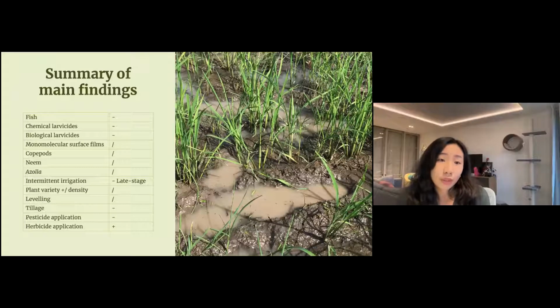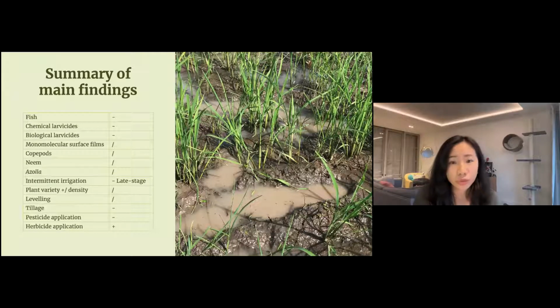So here's just a brief summary of the main findings. Fish, chemical, and biological larvicides were effective in controlling malaria vector densities in rice fields at all developmental stages. Intermittent irrigation, however, could significantly reduce late-stage larvae. Other forms of larval control, so monomolecular surface films, copepods, neem, and azolla, didn't demonstrate consistent reduction in anopheline numbers. And other rice cultivation practices like plant variety and density and leveling were also not associated with reduced malaria vectors, but tillage, pesticide application, and herbicide application were.